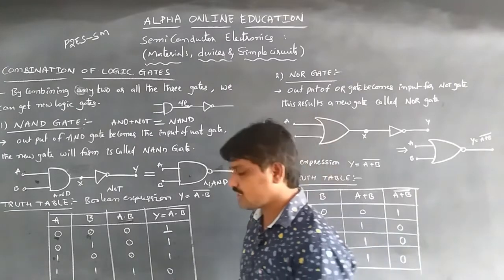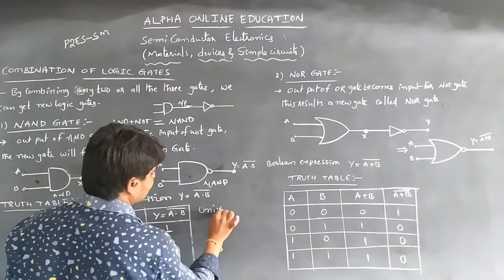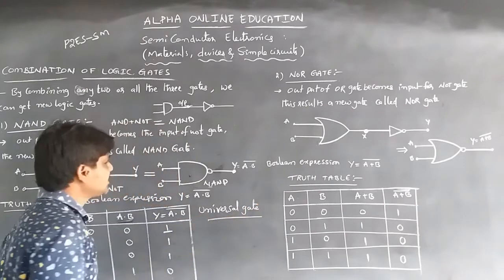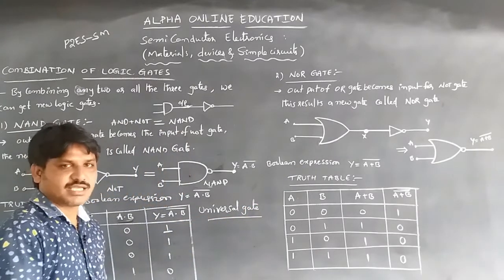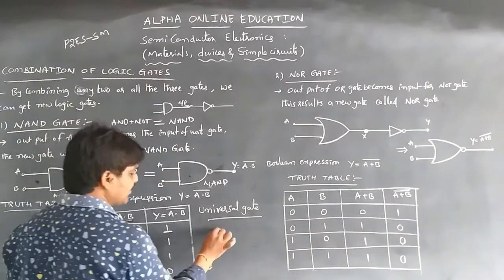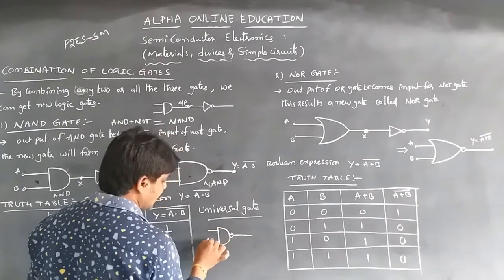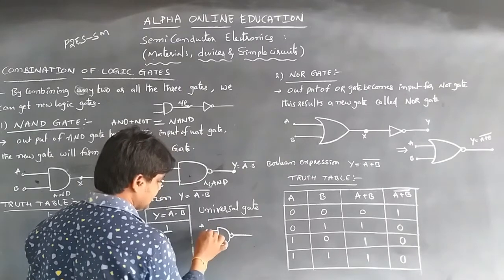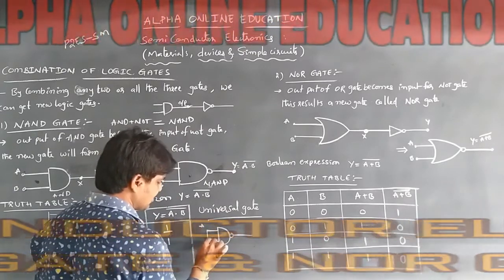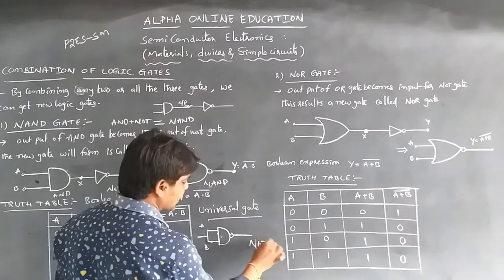The NAND gate is also called a universal gate, because by using the NAND gate we can construct the other gates. We can construct the OR and NOT gates also. Whenever the inputs of a NAND gate are connected together, the NAND gate behaves like a NOT gate.